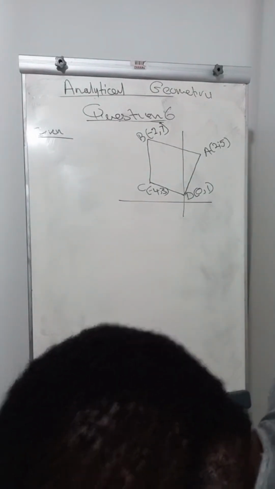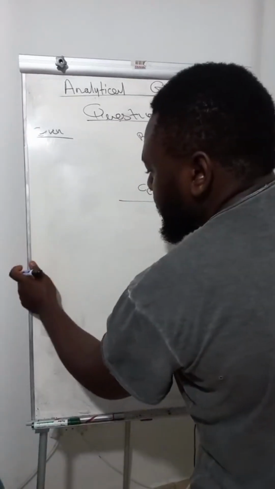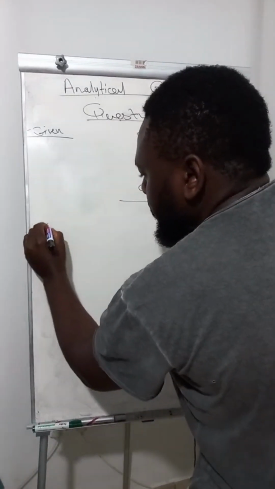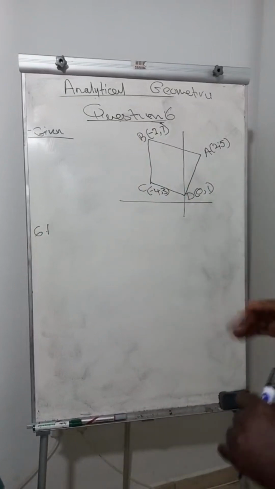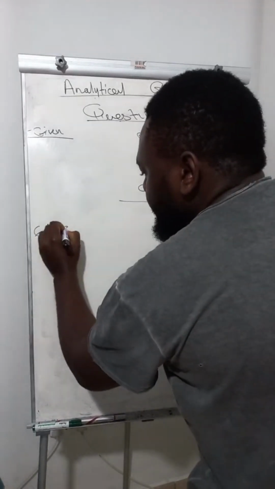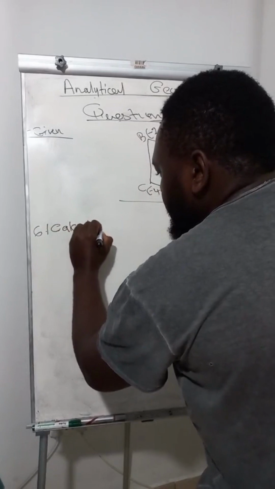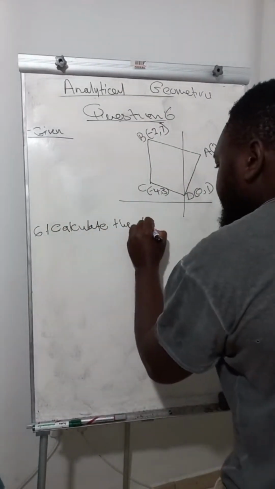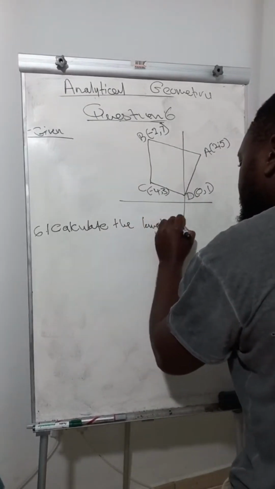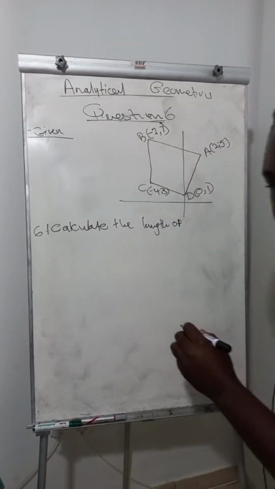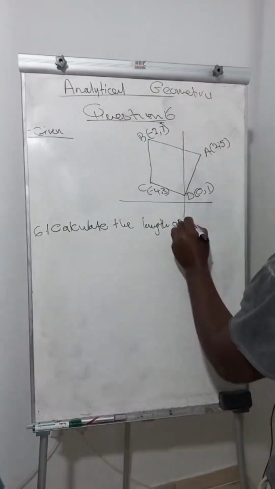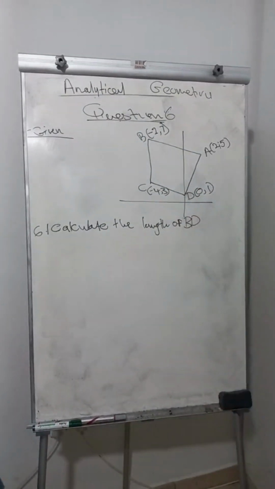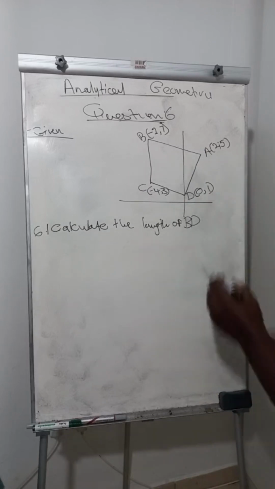Now the first question says 6.1. The first question says calculate what? Calculate the length of BD. So for us to be able to determine the length of BD, let's check the coordinates which they've given us.